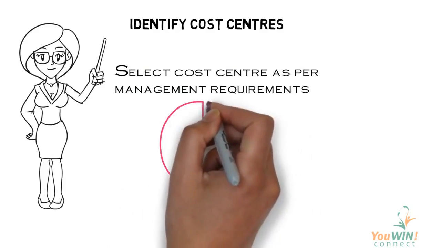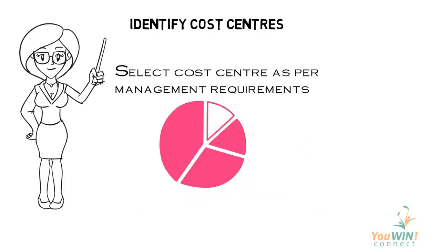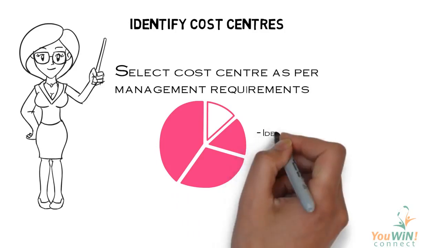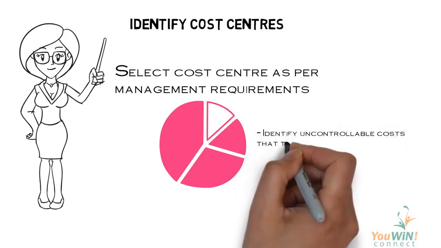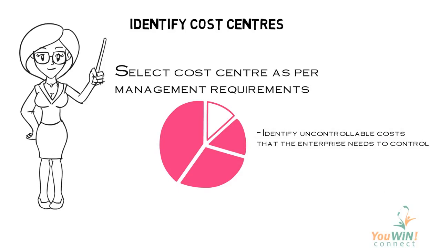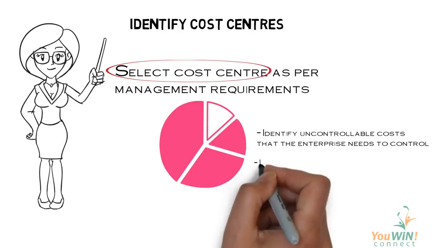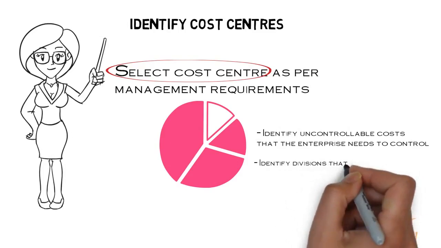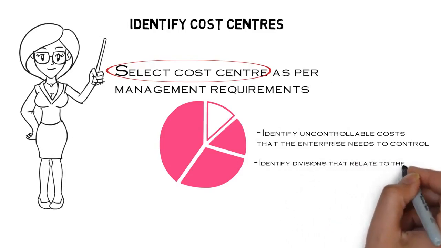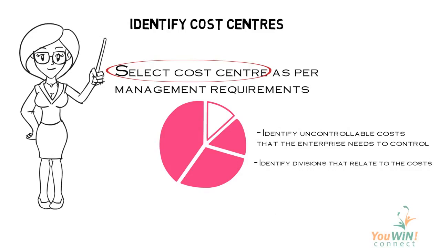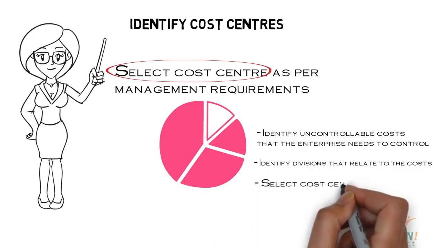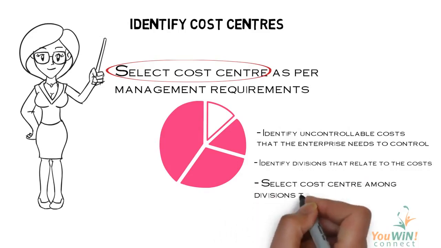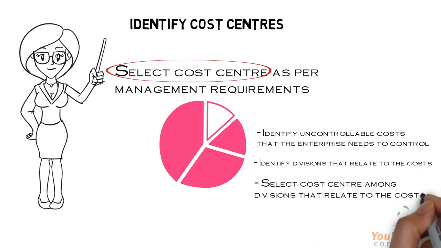This also can be broken down into steps. The first step is to identify costs that need to be controlled. This has to do with selection of the cost center. Identify controllable costs that the enterprise needs to control. Identify divisions that relate to the cost. And select cost center among divisions that relate to the cost.